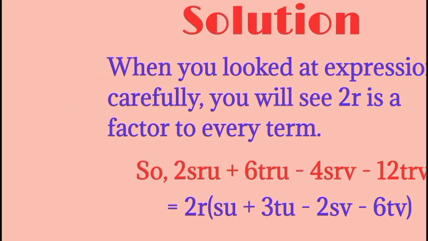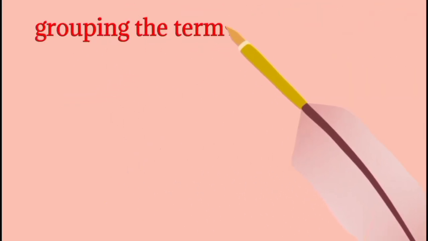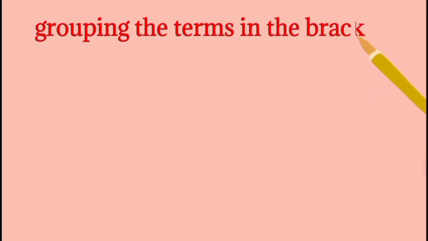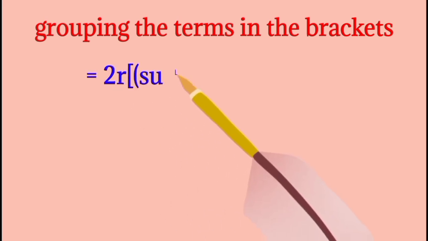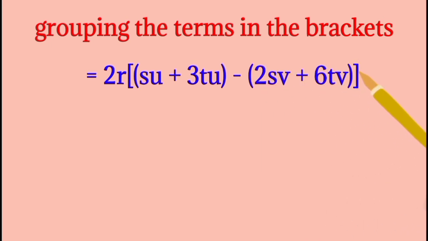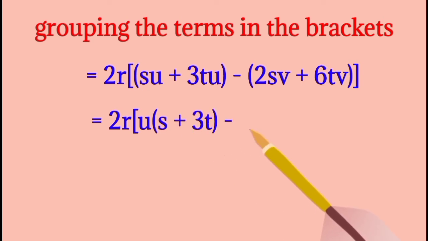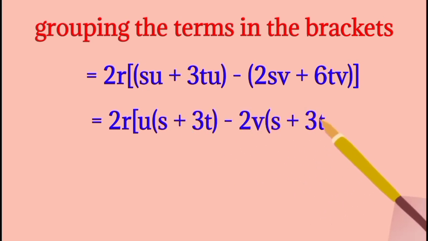So the next thing you are going to do now is group the terms in the bracket so that you can factorize again. Yes, at times you can factorize more than once. So when you group the terms in the bracket, you have bracket su plus 3tu minus bracket 2sv plus 6tv. Don't forget that minus minus is plus, so that's why the sign now changed to plus in the second bracket.